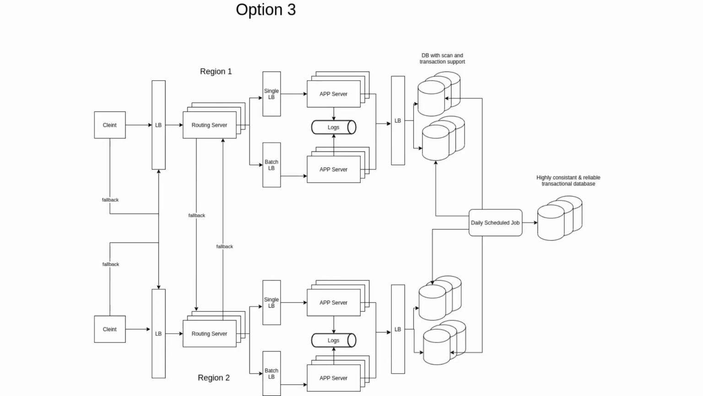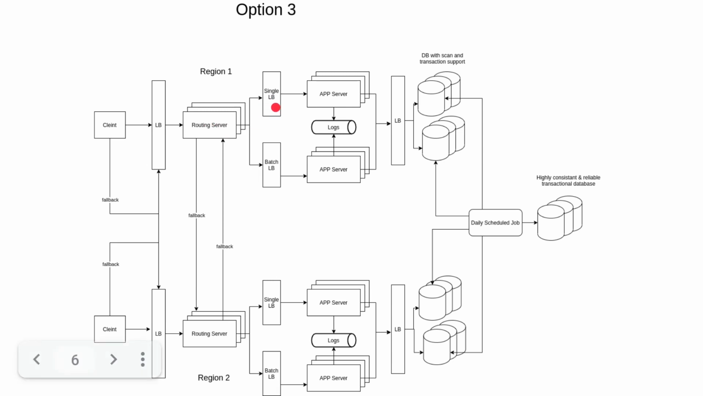Okay, so this is our final proposed design. Here the client will send a request to LB. LB will send a request to route server. The responsibility of the route server is, first, it will route the request to the correct load balancer, whether it's a single call or a batch call. Second, it will authenticate the user, authorize the user, and do the rate limiting also.